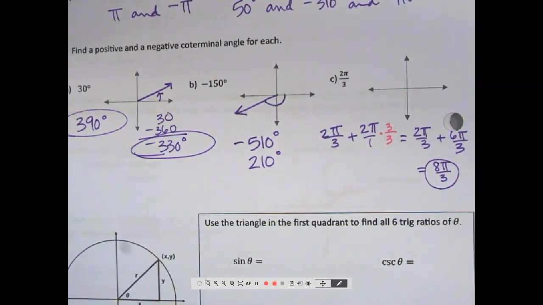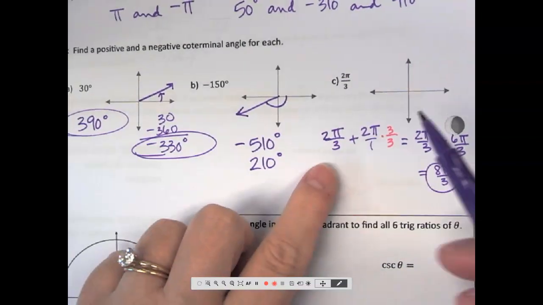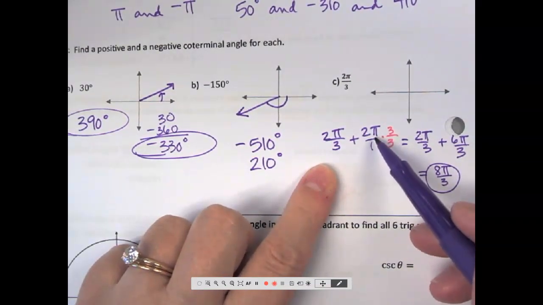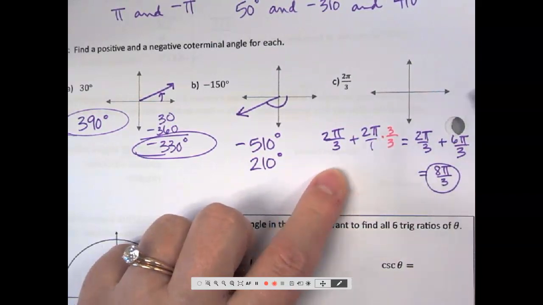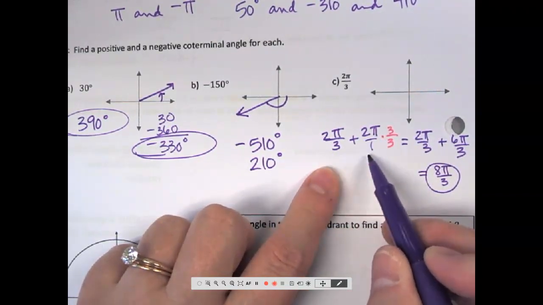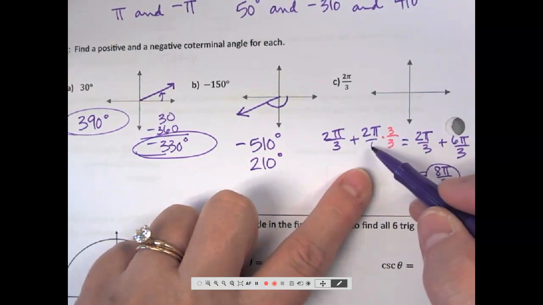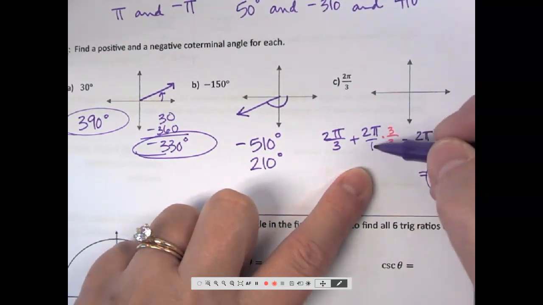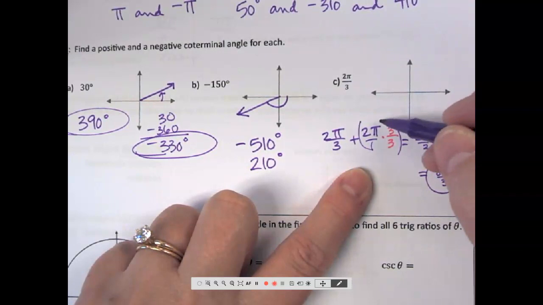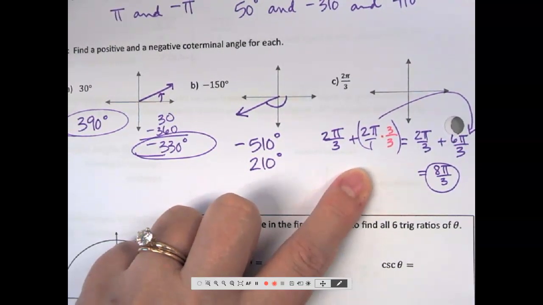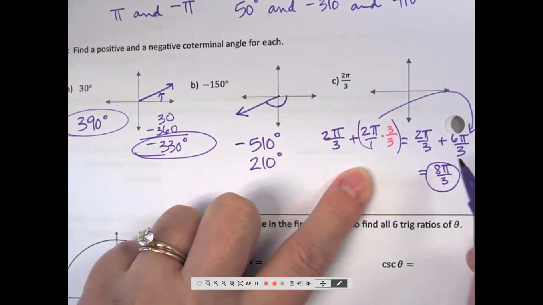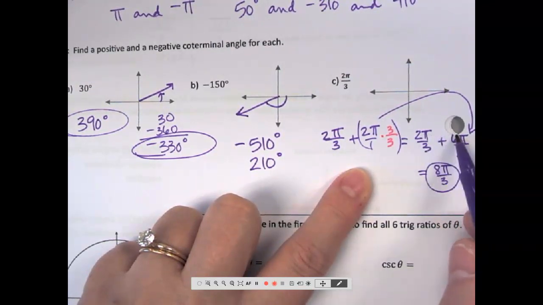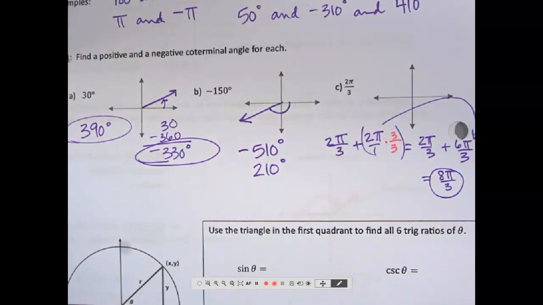Easy enough? Well, very good. That's exactly what your face was telling me. What? So I added 2 pi, which is equivalent to 360. But I can't add those because I don't have like denominators. So I had to get common denominators of 3. So this whole product here became 6 pi over 3. Then once I have common denominators, I can combine like terms in the numerator. And that's where I got 8 pi over 3.